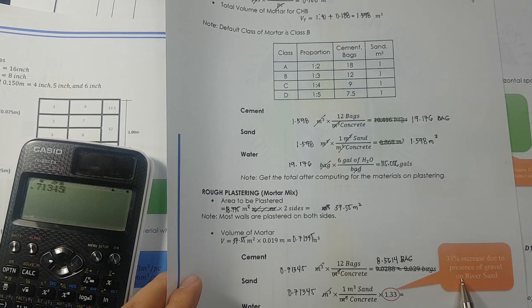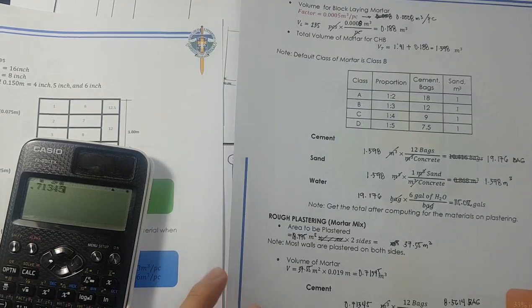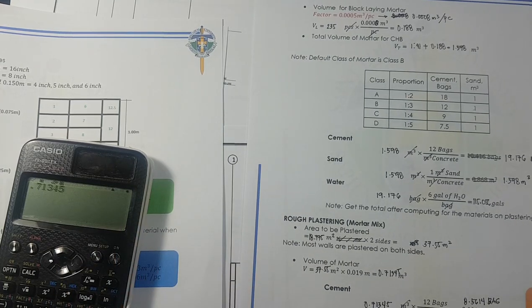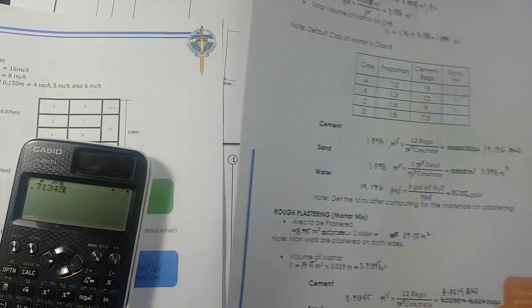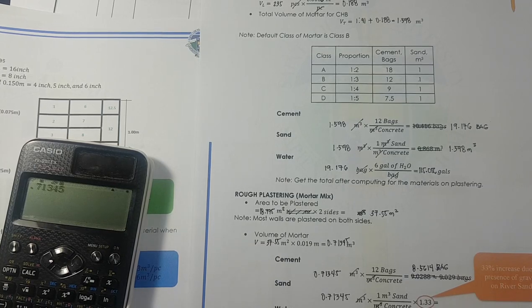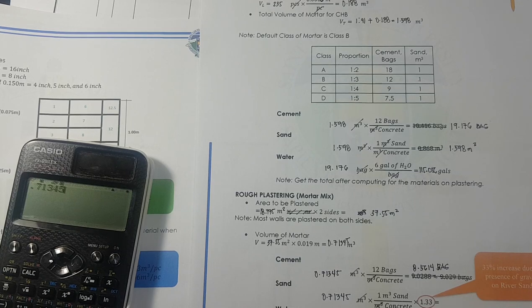Now, this time, we are going to have an increase of 33% due to the presence of gravel in river sand. Take note, if you are using the river sand direct from the supplier, ang in-order mo lang is ordinary sand or the river sand, may mga maliliit na gravel yan. And if that's the case, more or less 33% ng total volume ng sand mo ay gravel. That's why i-increase natin ng 33%, parang vinovoid out natin yung volume ng gravel.